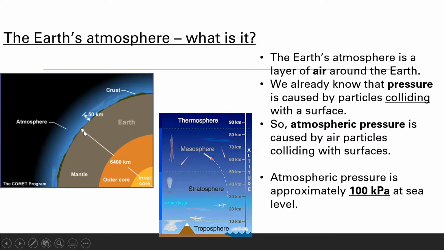Okay, most of our atmosphere is actually within 10 kilometers of the surface. So we're going to compare it to the size of the actual Earth. The Earth's radius is 6,400 kilometers. And the atmosphere, most of it is down here, but most of it is the stratosphere, you may have heard of, 50 kilometers. So it's actually very thin compared to the rest of the Earth.